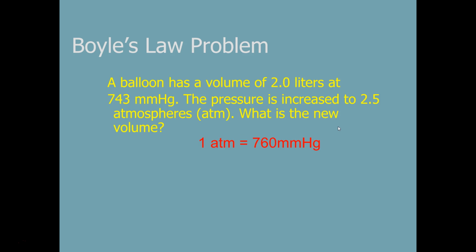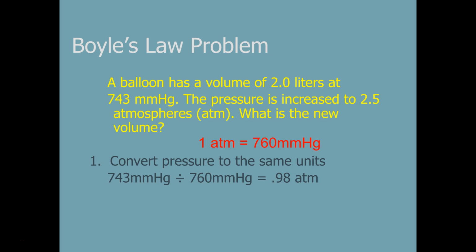Well, in order to do this type of problem, you have to have the same units of measure. You can't do a problem where you have two different units. So the conversion that you will need to know is that 1 atmosphere of pressure is equal to 760 millimeters of mercury. This is the conversion factor that will be important for you to make that conversion. You can either convert it to millimeters of mercury or atmospheres. It doesn't matter. They just need to be the same.